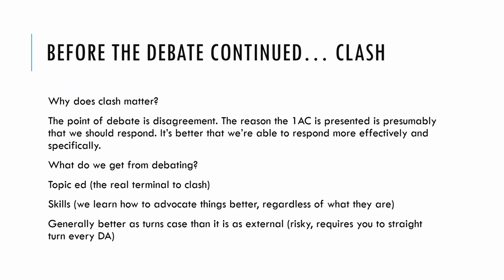The next part of this is why clash matters. Generally, this is a part that's a little more difficult to explain as an external impact, because it seems more internal link-y, I guess. So the clash argument is generally that the point of debate is disagreement. The reason the 1AC is presented is presumably to suggest that we should respond, so we should be more able to respond effectively and specifically. This is a lot like the argument on fairness, that we have introduced it to respond.